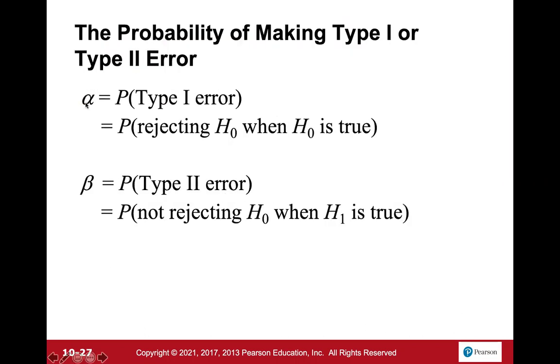So because of that, we're going to consider these two things here. Alpha is going to be the probability of a type 1 error. So remember, that's the probability of rejecting the null hypothesis when the null hypothesis is true. So that's where we're going to get this alpha and this beta. Beta is going to be equal to a type 2 error, not rejecting the null hypothesis when the alternative is true.